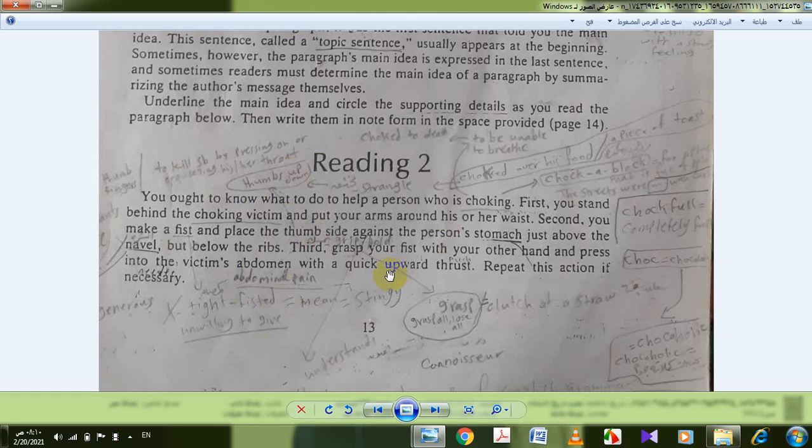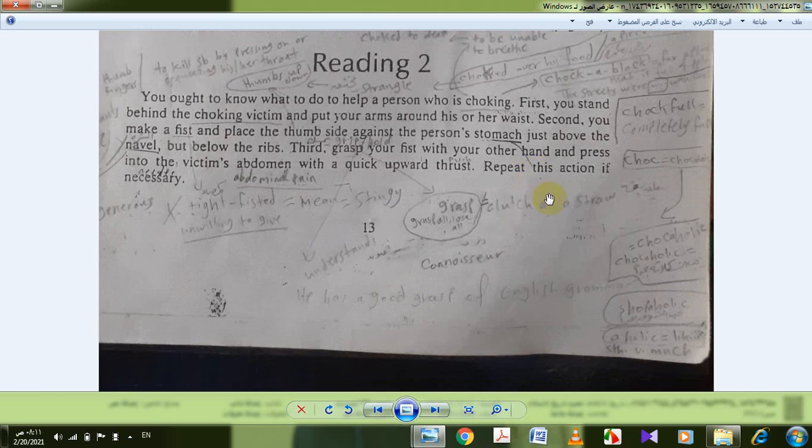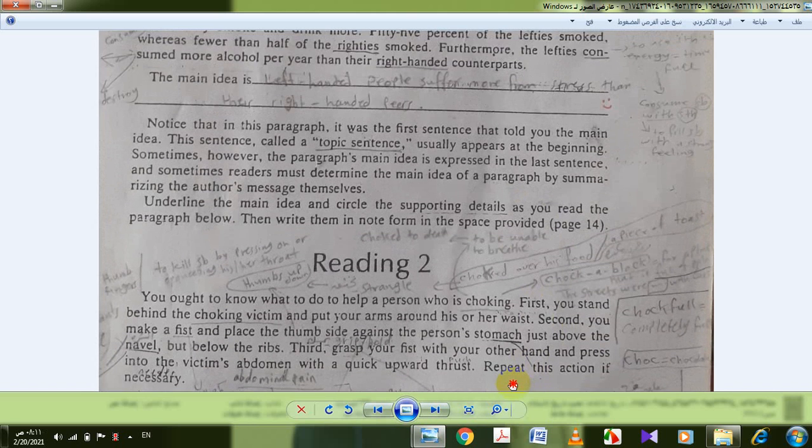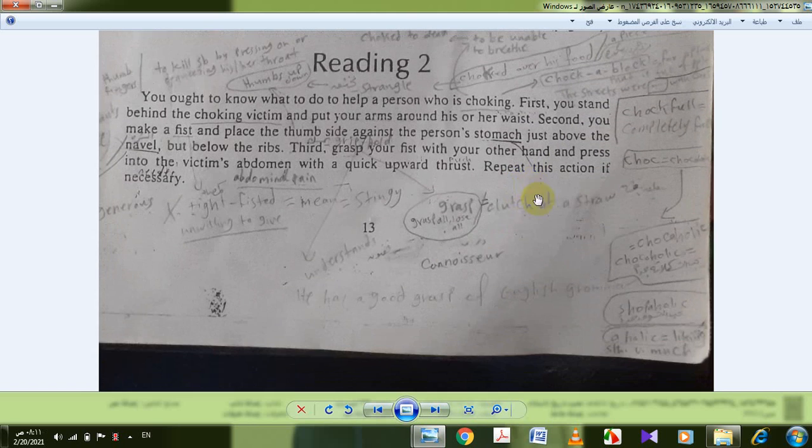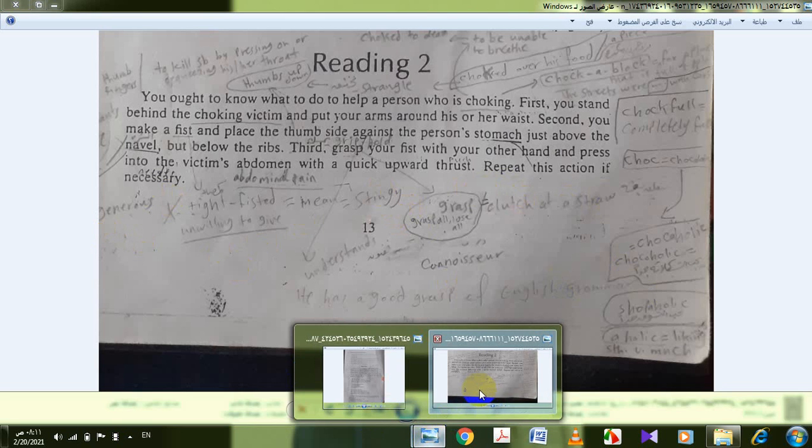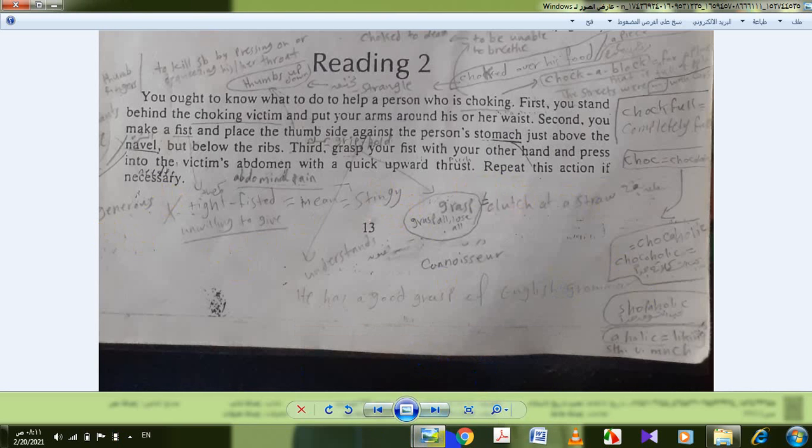Third, grasp your fist with your other hand and press into the victim's abdomen with a quick upward thrust. Thrust means push. Repeat this action if necessary. Okay, I think we have come to the end of this passage. All these notes are important to be taken into consideration. Necessary means needed. Repeat this action if necessary means if needed.